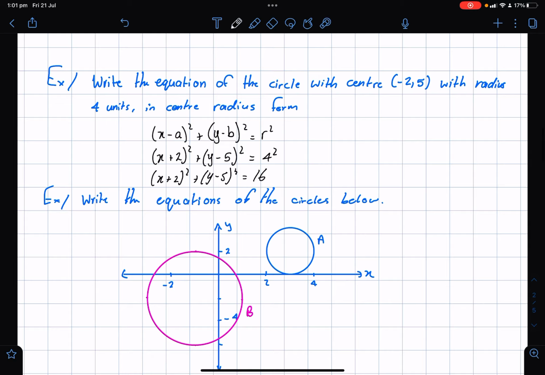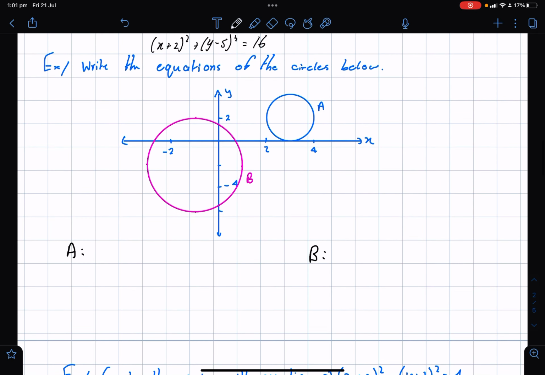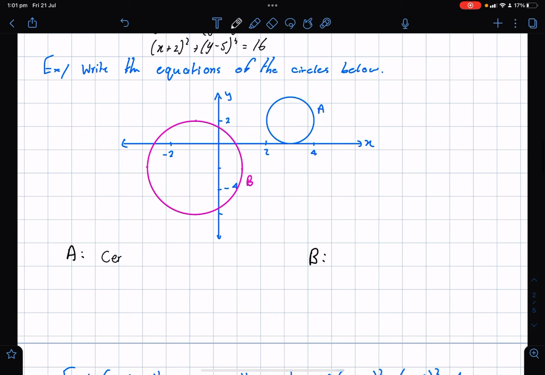So let's have a look at doing that again, but graphically. So I've got two circles here, circle A and circle B. Now circle A has a center that looks to be (3, 2). It's a bit harder to see, but we're going to go with (3, 2). And if it's (3, 2), then it has a radius of 1 unit. So that means my equation is (x - 3) all squared, because it's positive, plus (y - 2) squared equals 1 squared, which is just 1.